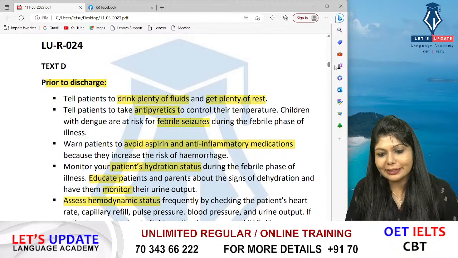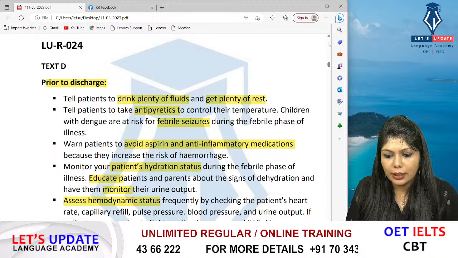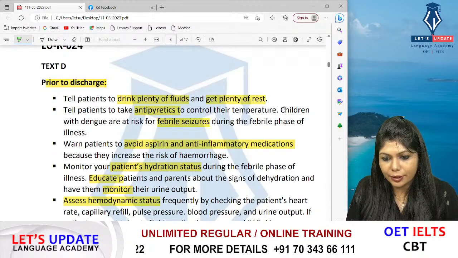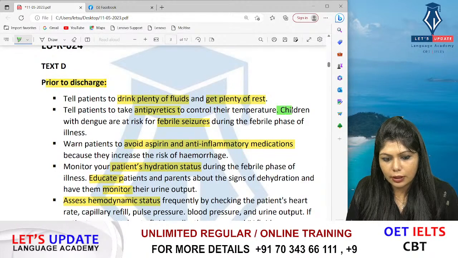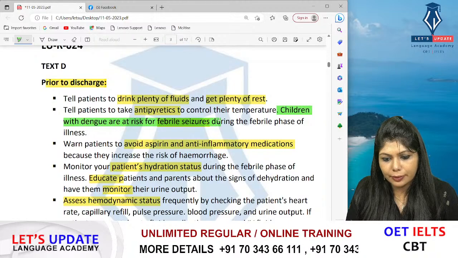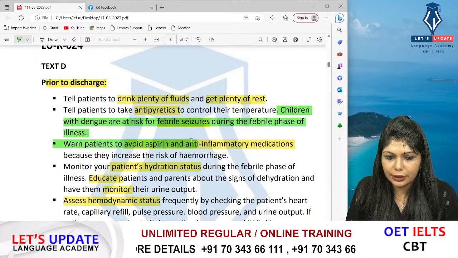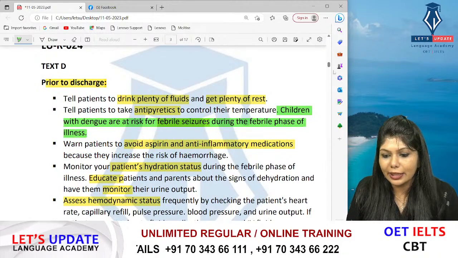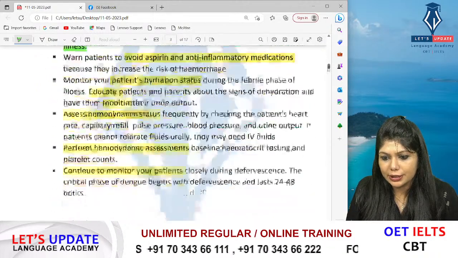Okay, and that is the correct answer. So congrats to all of you because you can see this information here, right? I'll just highlight that information. Children with dengue are at a risk of febrile seizures during the febrile stage of the illness. This is the sentence. Okay, that is why your answer should be children.